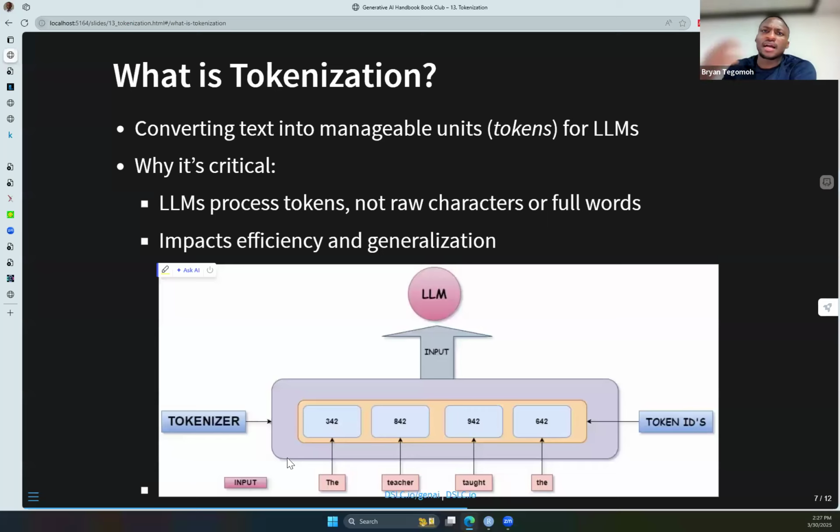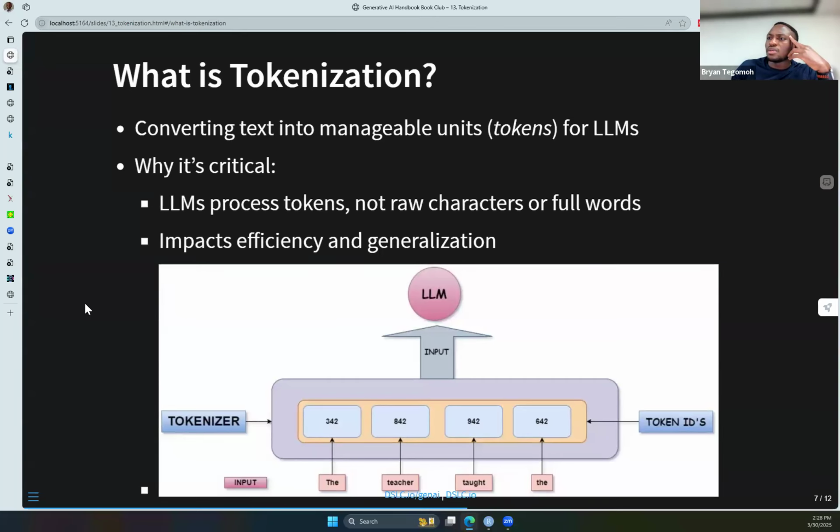There are different kinds of tokenizers currently being used out there. At the beginning, we have an input. Here we have the example "the teacher taught the", and the word "the" has been converted by the tokenizer into a token, here 342. There are different tokens, and words can be further broken down into even smaller pieces. It's these numerical values that are fed into the LLMs.